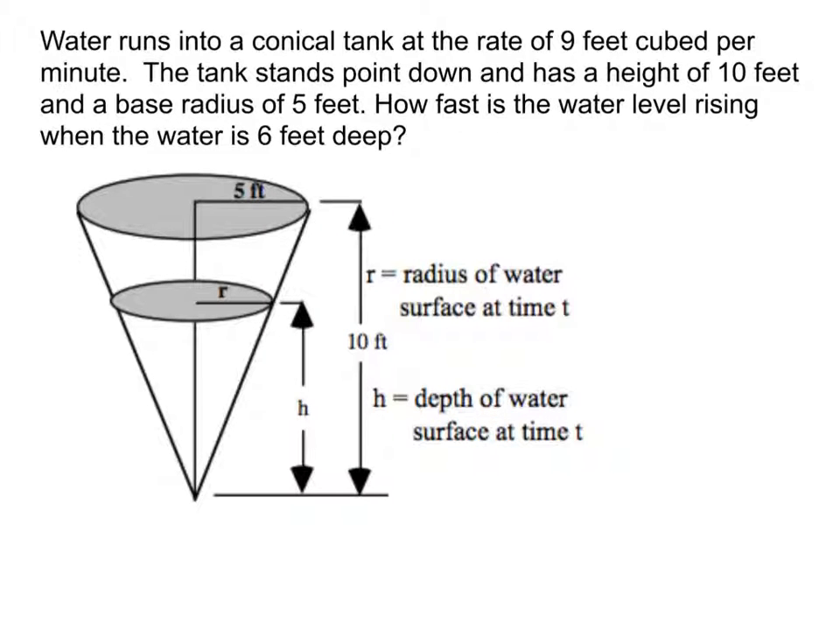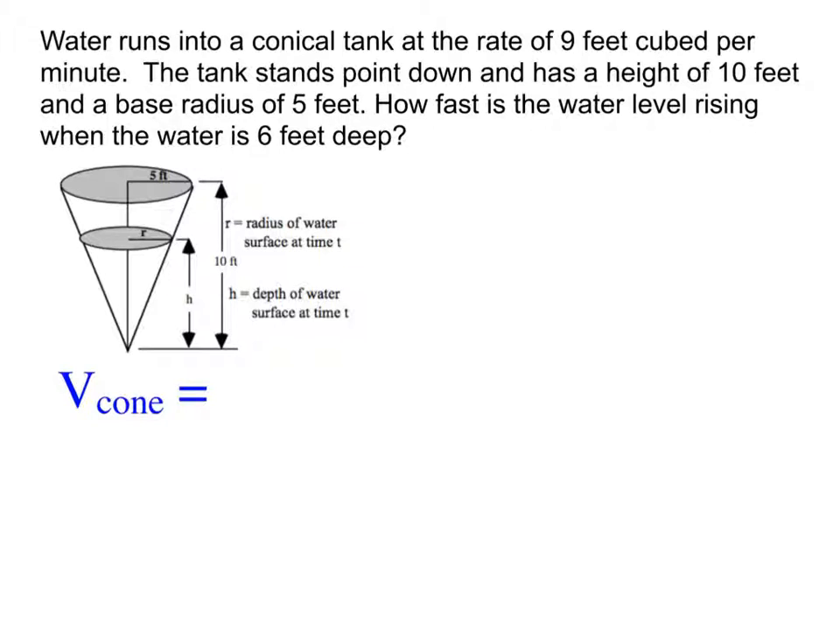Now, we can always figure out what one of those is, though. If I know what the radius is, I can figure out h, or vice versa, because I know that the entire cone is 5 by 10. 5 radius, 10 height. That ratio will stay the same no matter where we are in this cone, as long as we're going perpendicular to that base. And of course, water, as long as the thing is upright, should be perpendicular to that.